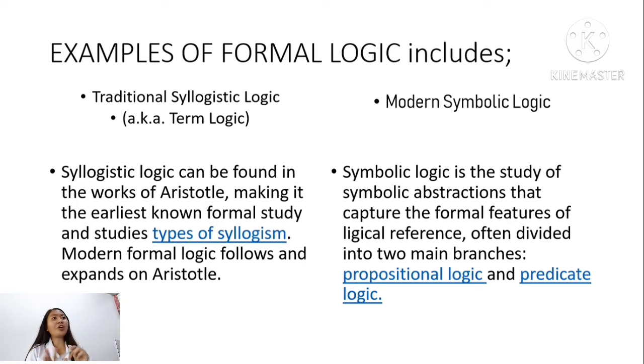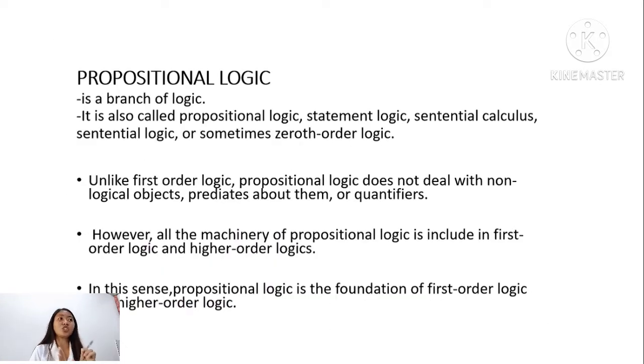Since we are done talking about term logic, we will now be discussing modern symbolic logic, which is the other example of formal logic. Symbolic logic is the study of symbolic abstractions that capture the formal features of logical inference, often divided into two main branches, which are propositional logic and predicate logic. So what is propositional logic? Propositional logic is a branch of logic.